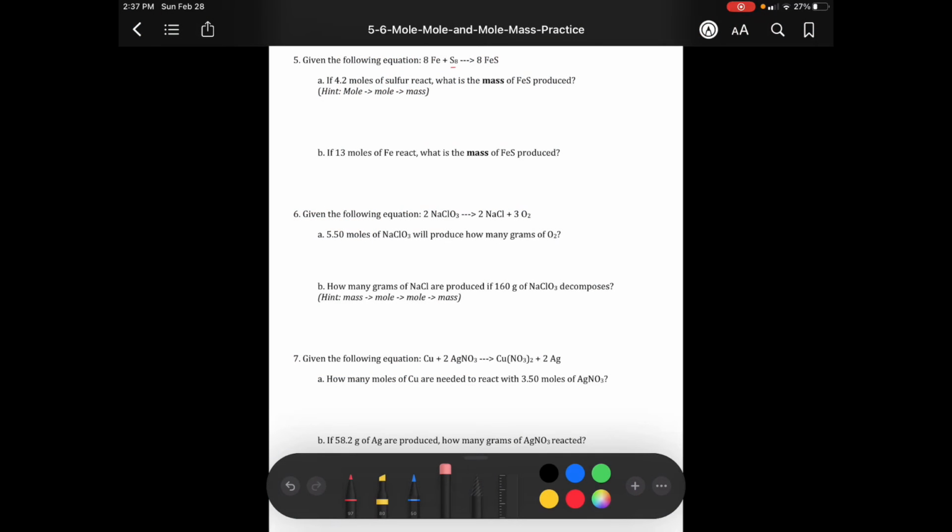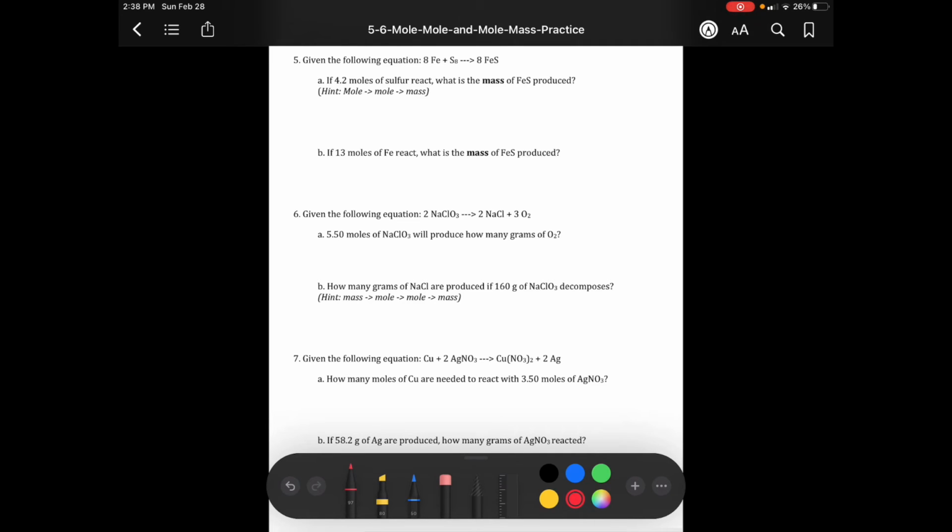All right, welcome back. Like I said, this part of the worksheet is going to give us a little bit more difficulty, but it's still very doable. We are going to need a periodic table and a calculator for this. Let's do a quick check right off the bat to see if our equation is balanced. We have 8 iron, 8 sulfur, 8 iron, and 8 sulfur. So our equation is balanced. We don't have to balance anything, and I'll generally give you balanced equations.